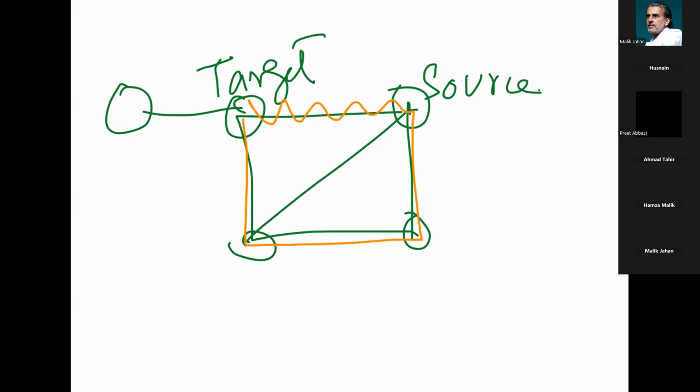So this orange part is representing a cycle. It's a cycle from source to source. Now, if you look at this cycle, how many vertices are there as part of the cycle? How many edges are there? Does that clarify that thing?